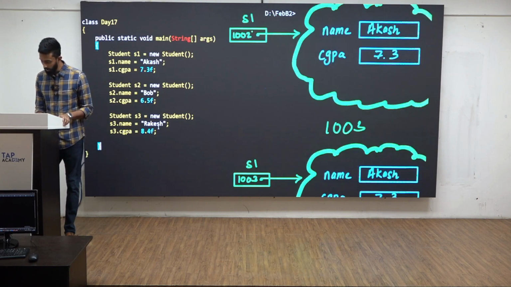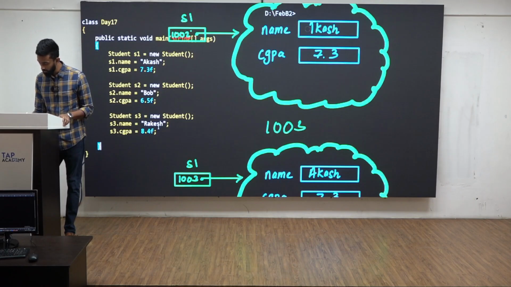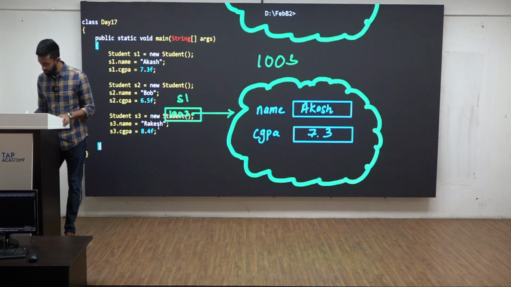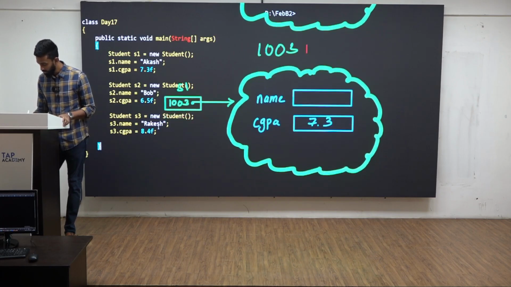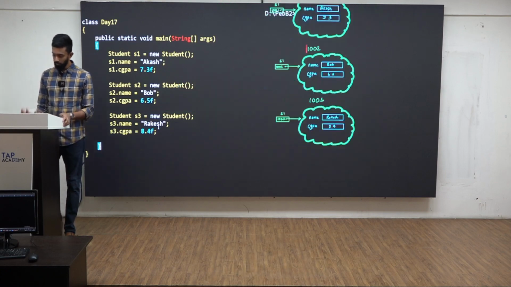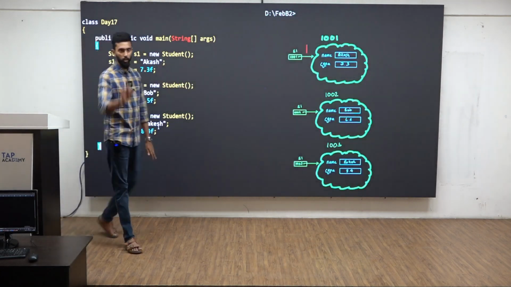Next, here you will not have the name Akash. What is the name we have given? Bob. And most certainly even this is going to change. CGPA is 6.5, that is what I have given. And here also the name is Rakesh, and I have to also change the CGPA. So name is Rakesh. CGPA is what have I given? 8.4. I think everyone understood. 3 objects are ready.